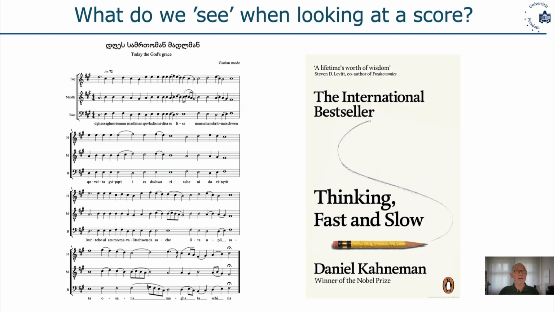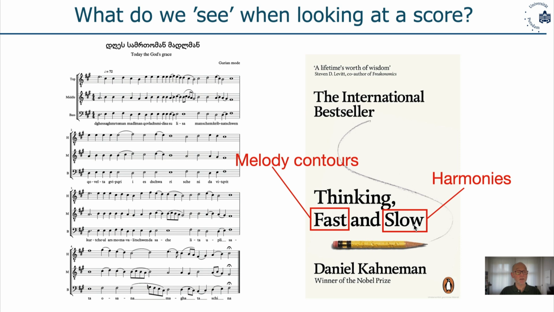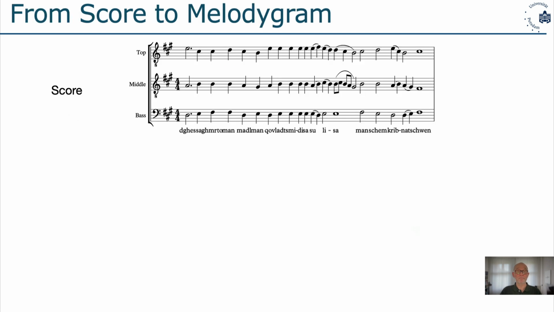So, in terms of Daniel Kahneman's model of human thinking, the recognition of melody contours from a score would, at least for experienced score readers, belong to the fast category, while the perception of harmonies would belong to the slow category. And that's a pity, because for singing practice as well as for music analysis, it would be very convenient to be able to access the harmonic information in a piece of music at the same speed and ease as the melodic information. And that's exactly what we try to solve with the harmonygram concept.